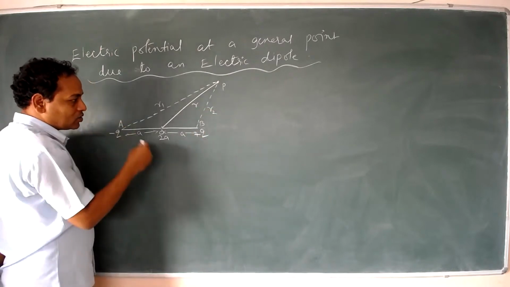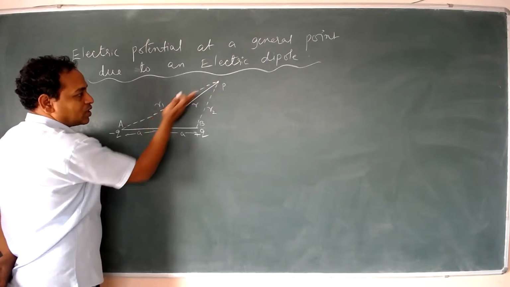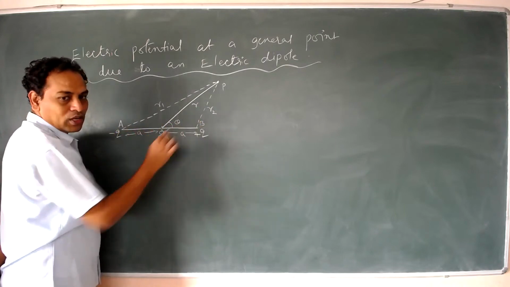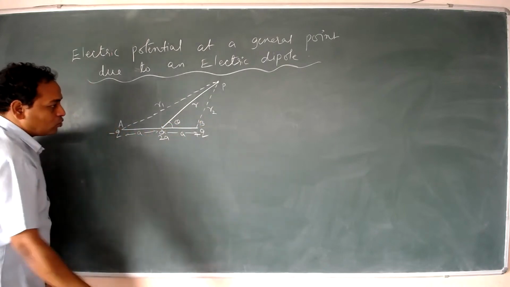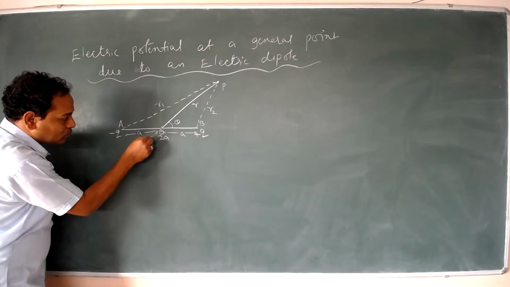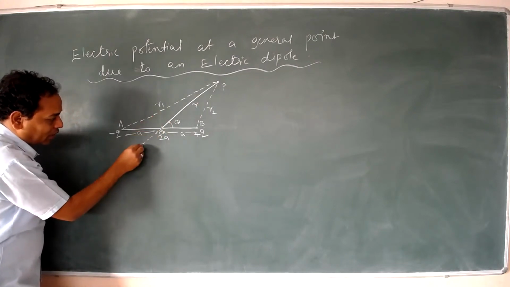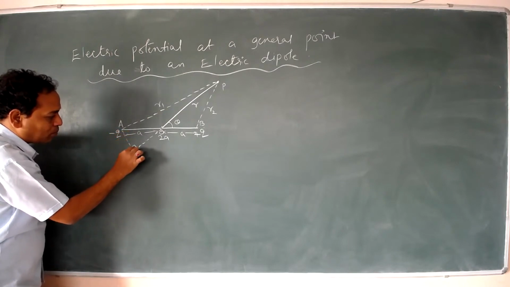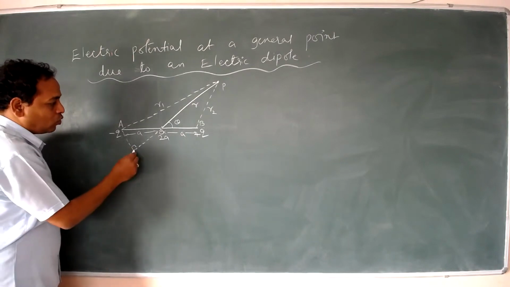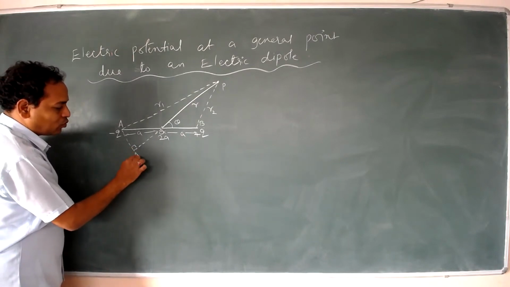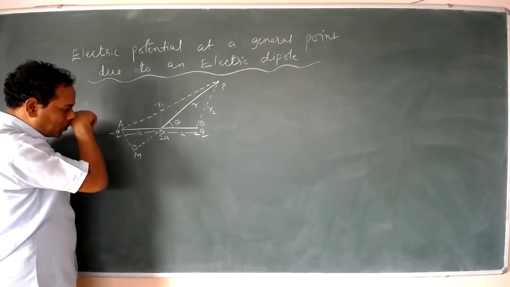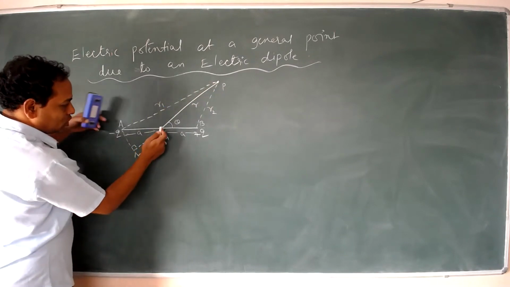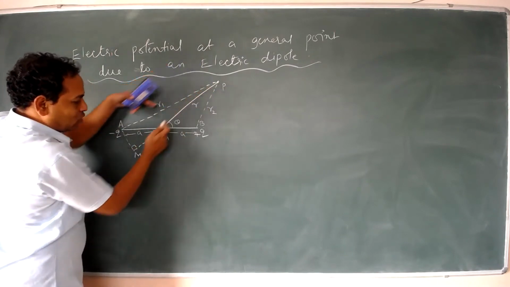If you see OP, suppose it makes an angle theta with this dipole length. Now if I extend this line backside like this, and draw one more line such that these two are perpendicular, we will stop there. I am calling this point M. Now we can say that the AP length and the MP length are both equal.